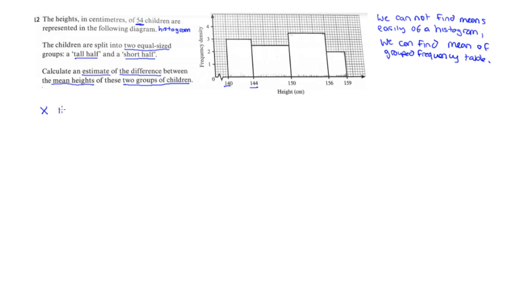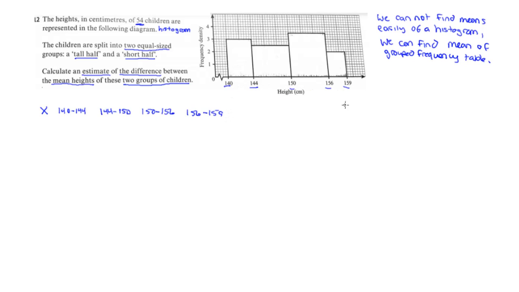We're going to call them X, and you can see the class here is 140 to 144. The next class is going to be 144 to 150. The next class is going to be 150 to 160. And then the last class is going to be 156 to 159.